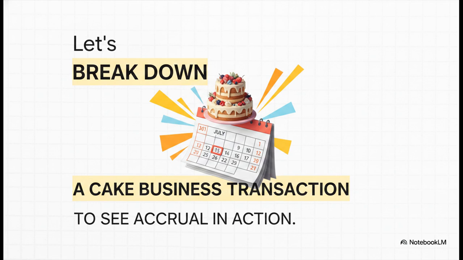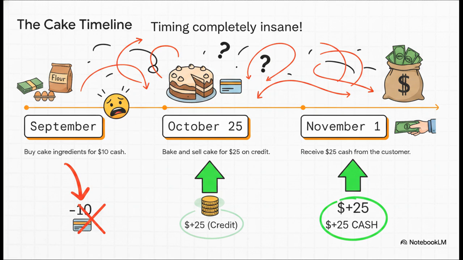All right, let's see accrual in action. Here is rep number 1, the cake business breakdown. Imagine this timeline for a second. In September, you go out and buy cake ingredients for $10 cash. Then, on October 25th, you bake and sell that cake to a customer for $25, but they have 7-day payment terms. So you don't actually receive that $25 in cash until November 1st.